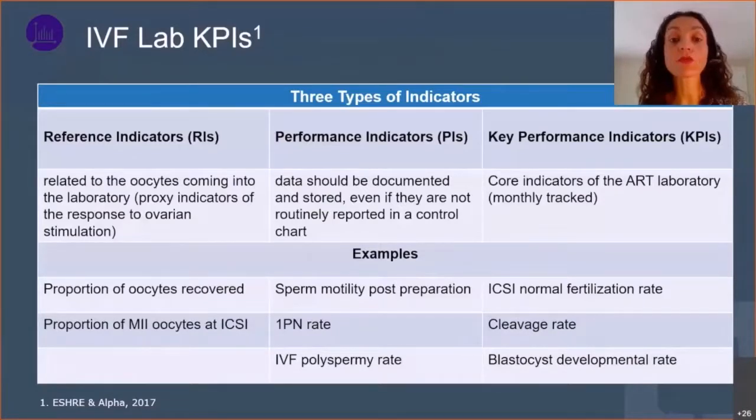And then we have performance indicators. Performance indicators is the data should be documented and stored, but you're not routinely tracking, reporting in a control chart. And here are some of the examples below, for example, sperm motility post-preparation. And then key performance indicators, these are the ones that you will be analyzing on a monthly basis in your quality control chart. And you are going to be using this as your core indicators for the ART laboratory. And as an example here, you can see blastocyst development, cleavage rate, and ICSI normal fertilization rate.